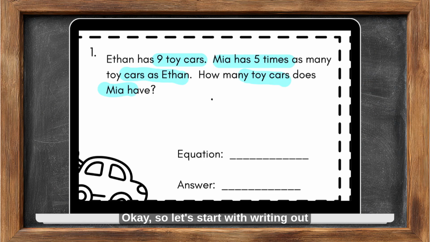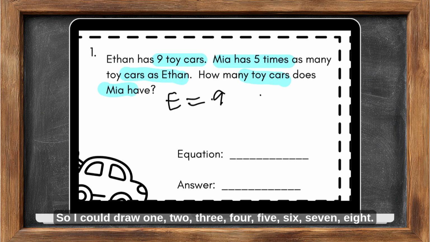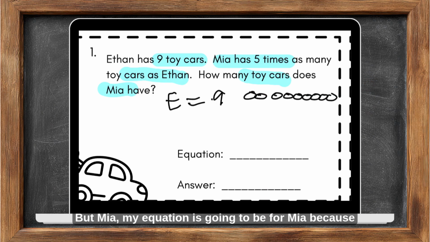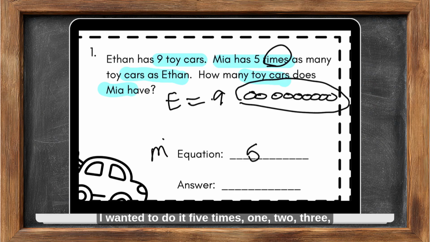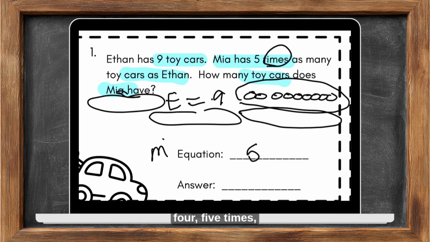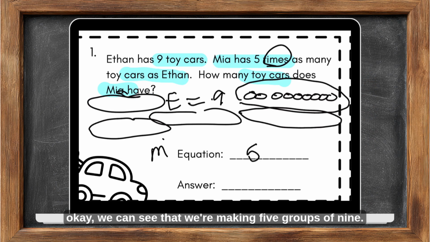Okay, so let's start with writing out what we know or drawing a picture for what we know. So we know that Ethan has a total of 9 cars. So I could draw 1, 2, 3, 4, 5, 6, 7, 8, 9. But Mia, my equation is going to be for Mia because that's what I don't know. Mia has 5 times as many cars as Ethan. And so if I had this group of 9 and I wanted to do it 5 times, 1, 2, 3, 4, 5 times, okay, we can see that we're making 5 groups of 9.